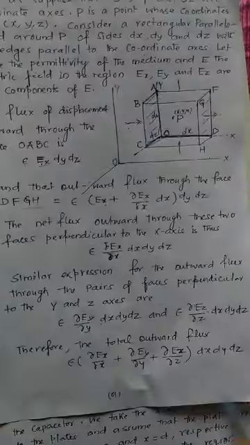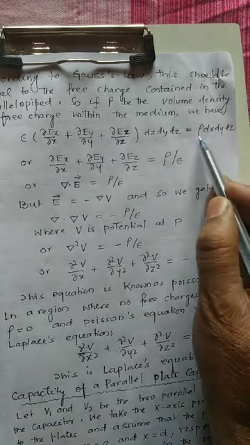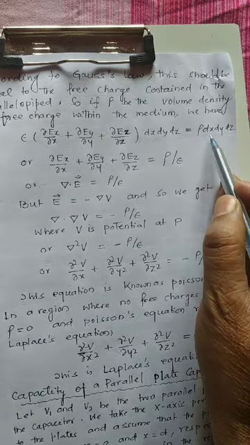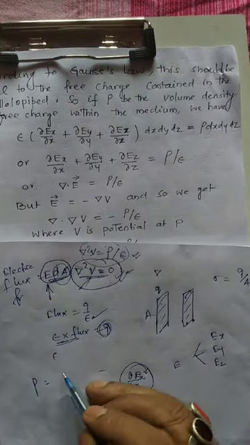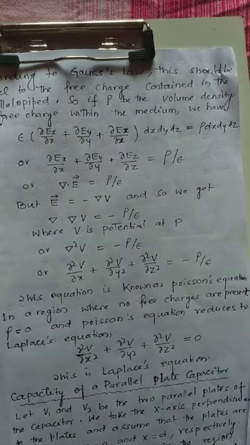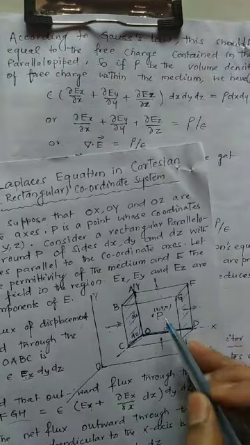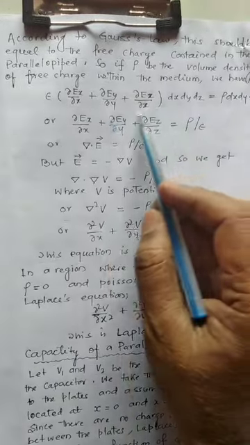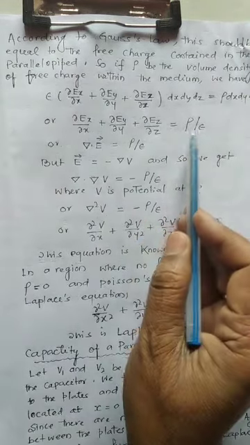Now total flux is equal to rho dx dy dz. What is rho? Rho is the volume density of free charge. If rho means density, volume density of free charge means charge in one volume, and the volume of this parallelepiped is dx dy dz. So this is the total charge, and after cancellation of dx dy dz we get this one.